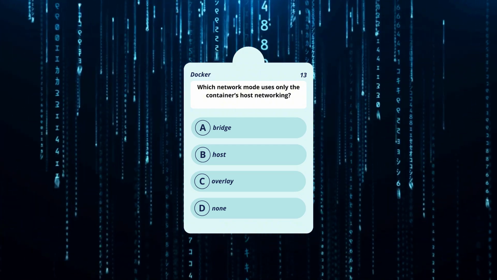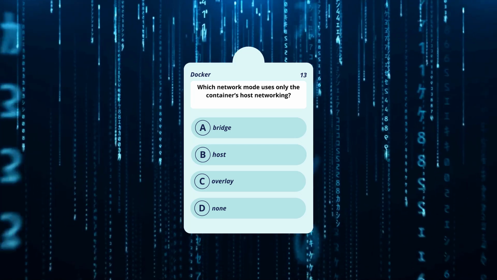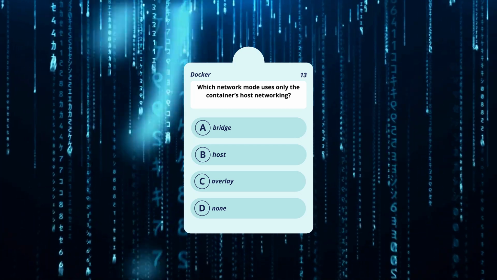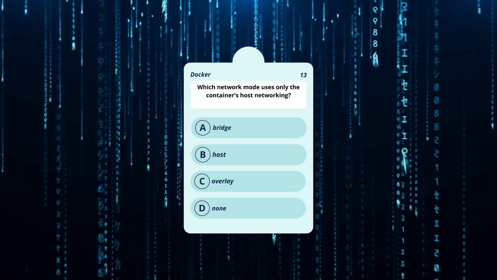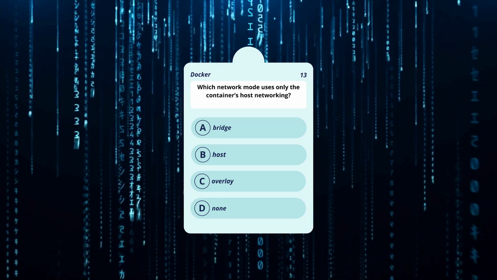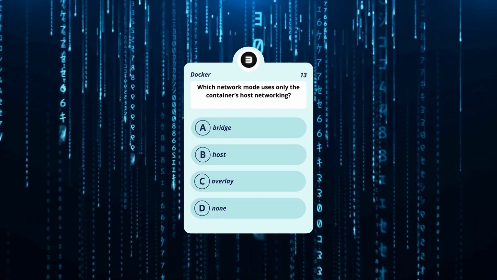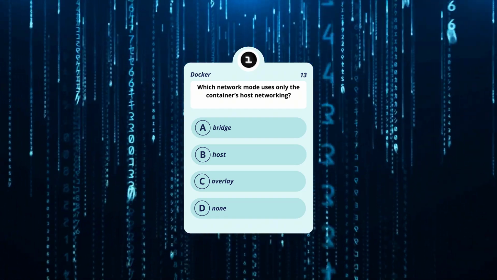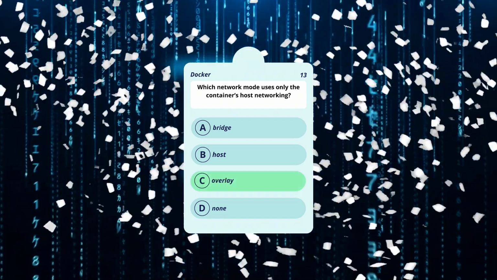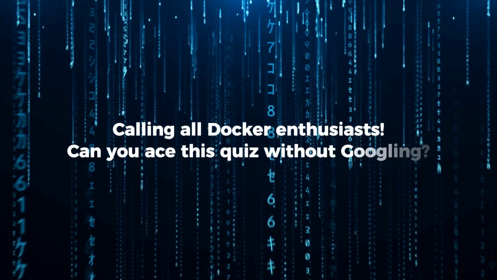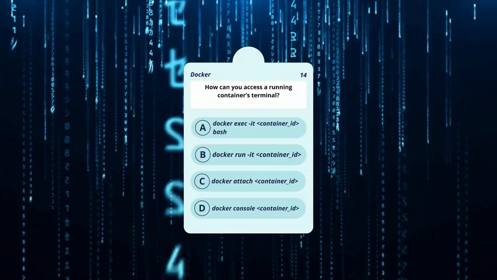Which network mode uses only the container's host networking? A. Bridge. B. Host. C. Overlay. D. None. Answer: B.